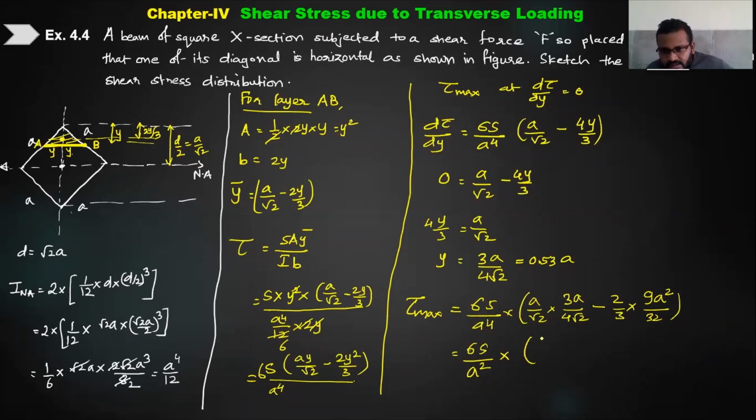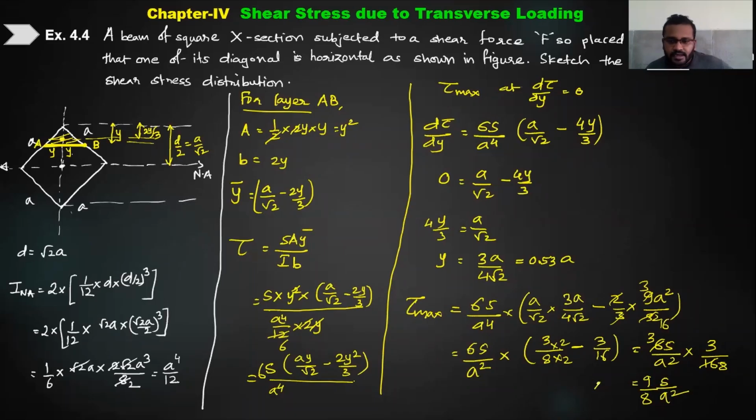Toh abhi idhar kitna bacha? 3 by 8 barabar na, minus 3 by 16, correct hai? Suno, it is 6 by a square into, abhi isko multiply by 2 karenge na simply LCM karne ke liye. Toh ye neeche 16, 6 minus 3 barabar. So it is 9 by 16, 9S by 8 a square barabar hai. Have you understood this? Yes sir.